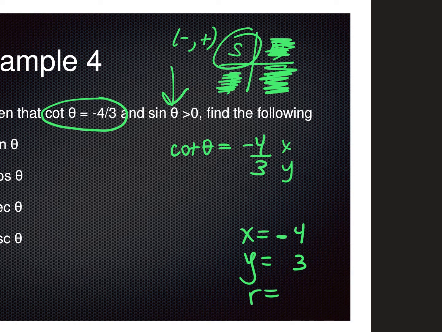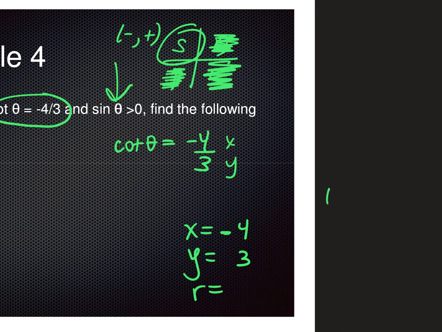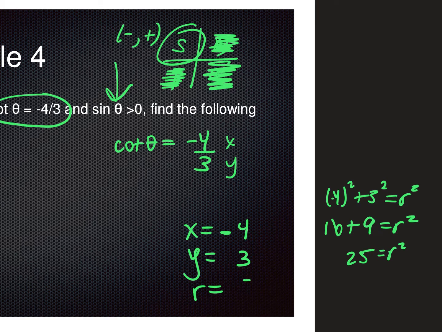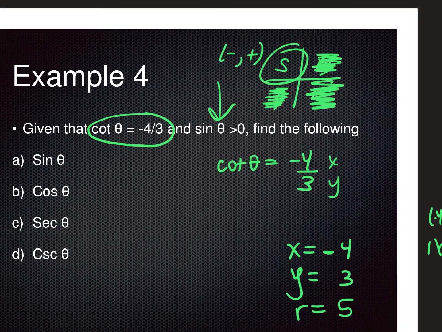So now that we figured that out, now we can figure out what r is. We've done this special triangle a million times. I have -4 squared plus 3 squared equals r squared. -4 squared is 16 plus 9 equals r squared. What's 16 and 9? 25 equals r squared, so r equals 5. Now you have everything you need. You guys can find all the trig functions real easy.